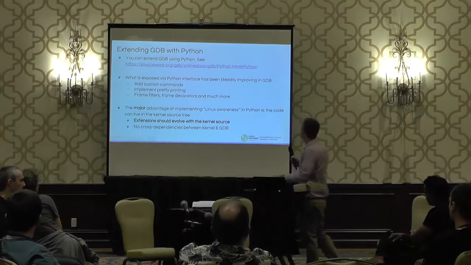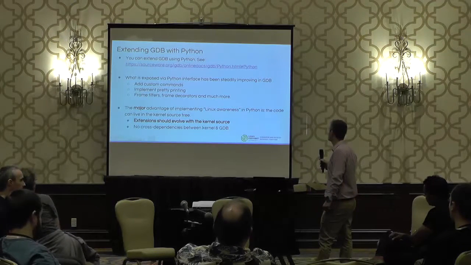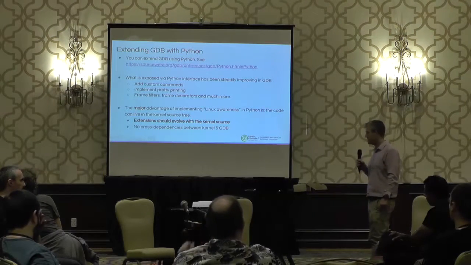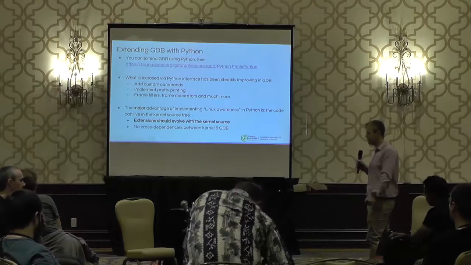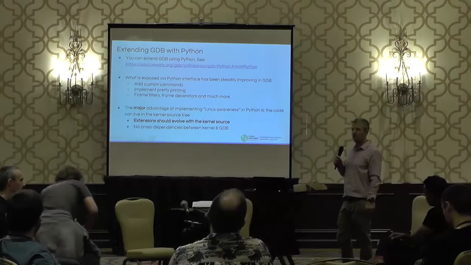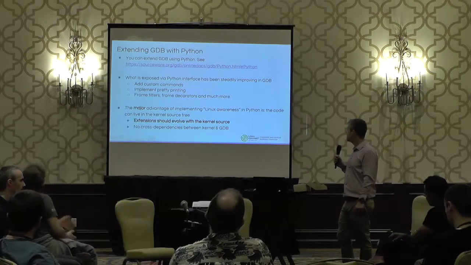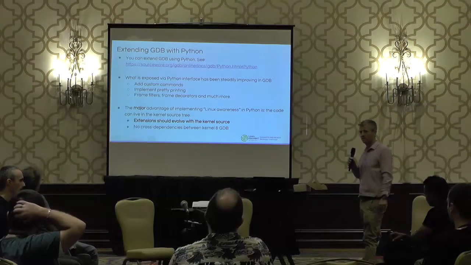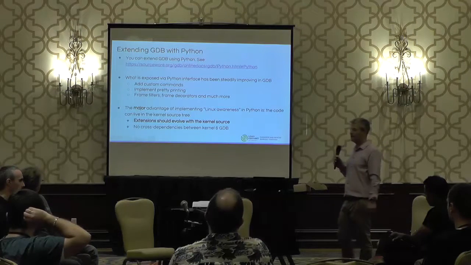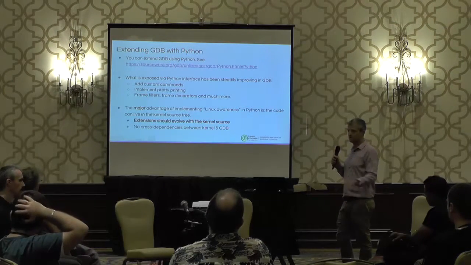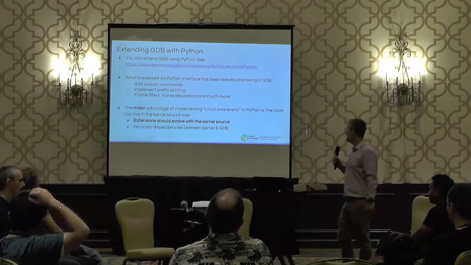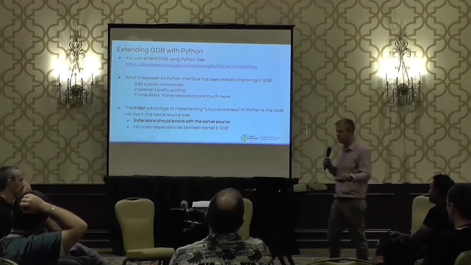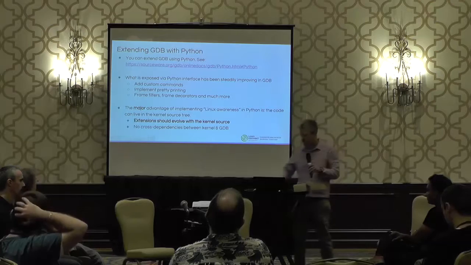Now, extending with Python, there are quite a few Python bindings in GDB that allow you to add extra functionality, so custom commands and frame filters and helper functions. And this is quite useful for the Linux awareness because it allows us to put the Python code in the kernel source tree, and then it avoids this cross-dependency between the kernel and GDB. And the idea is that when you check out your kernel release, you should have Python scripts that match up with the kernel code that you're trying to debug.